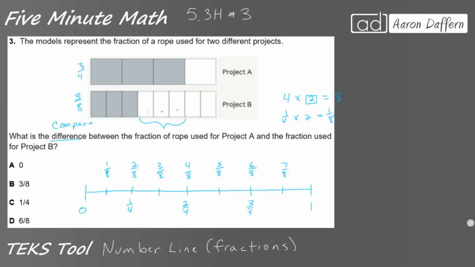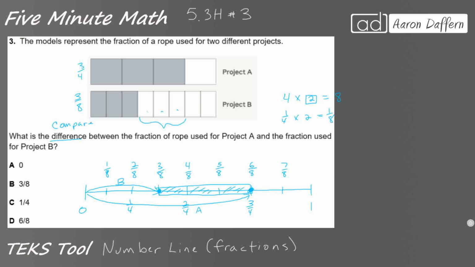So what are we starting with? Project A is 3/4. So I'm going to label this right here. And project B is 3/8. So I can label this right here. Okay. And so we're not necessarily taking anything away. We're just comparing the difference between the two. Okay, so I'm going to do it like this. We might say there's project B. Here's project A. And so what I'm looking for is the difference between the two. What is the gap? Right there.